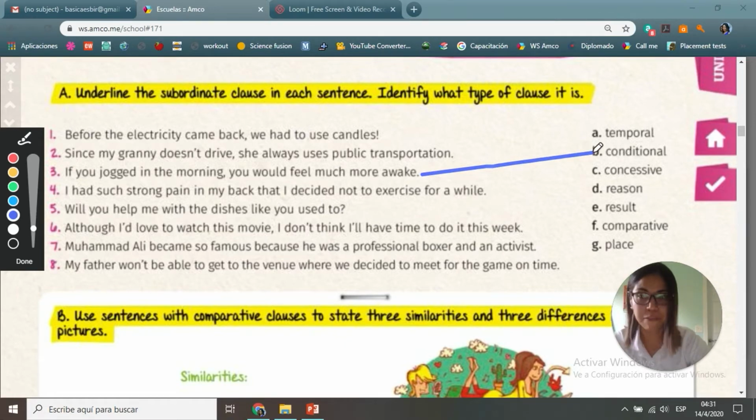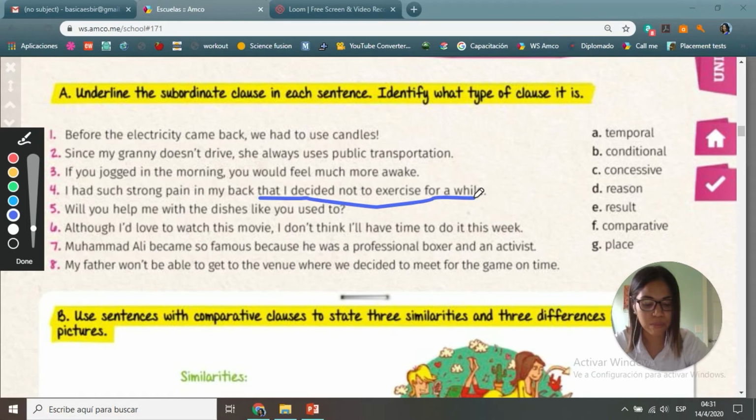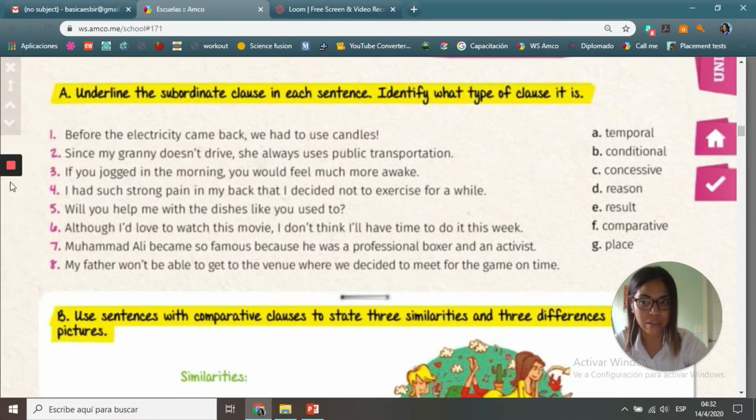Number 4, I had such strong pain in my back that I decided not to exercise for a while. Which would be my clause in that sentence? Yes, that I decided not to exercise for a while. And what type of clause would this be? Yes, result. Very good. You can continue working by yourself from 5 to 8 just to practice a little bit more using and identifying subordinated clauses.